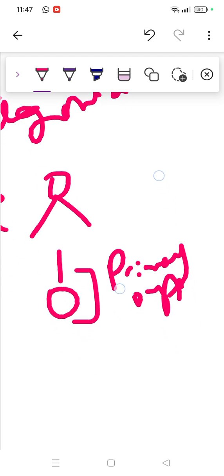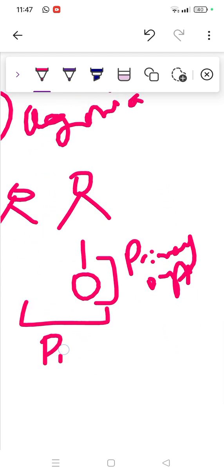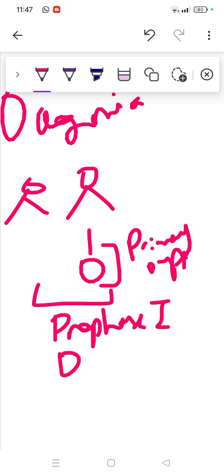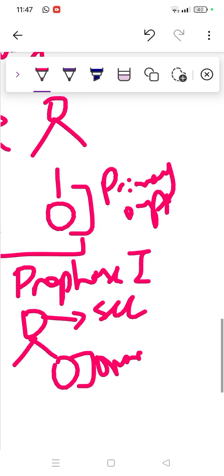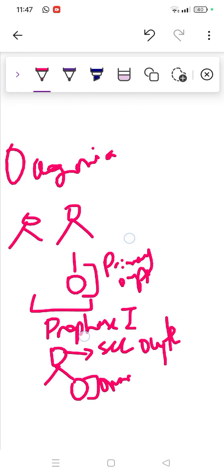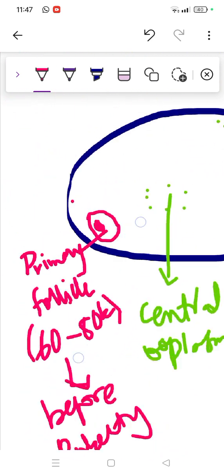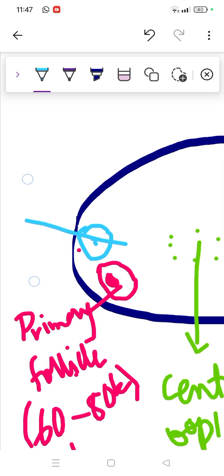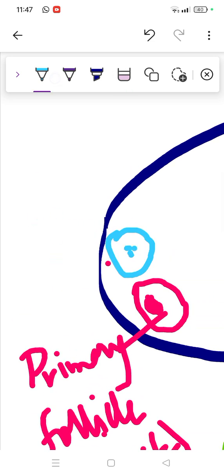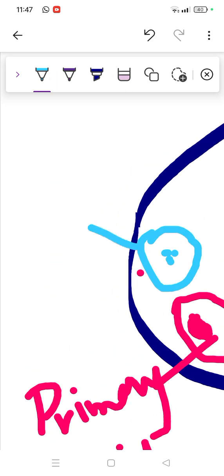After the primary oocyte, till here, this phase is called prophase 1. But after that, this will be divided into other parts. Here this structure is called the ovum, and this one is called the secondary oocyte. So the secondary oocyte is going to be developed. When it is developed, you will see another structure similar to this, but this will be called the secondary follicle.